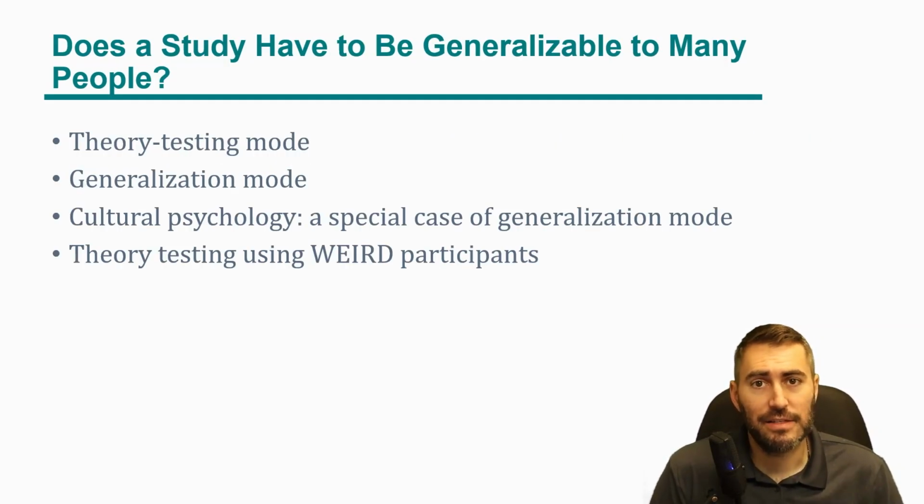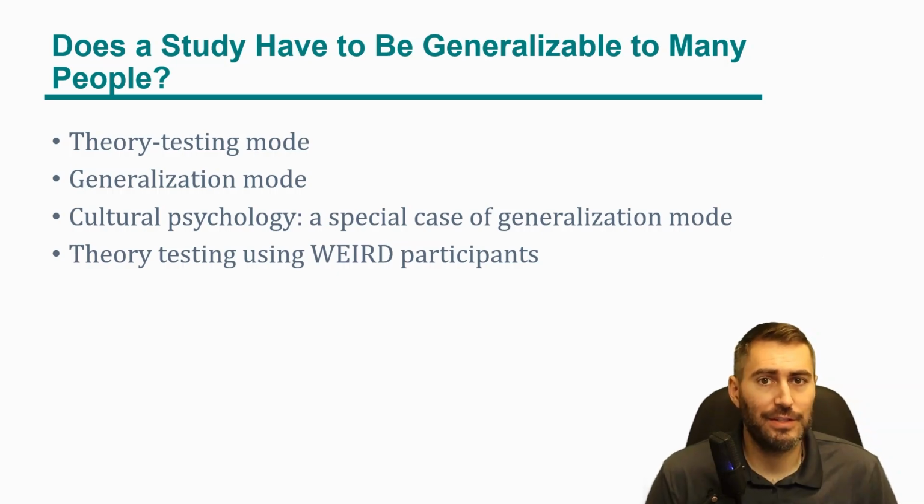Let's next ask, how is external validity related to a study's importance? The answer is that it depends on whether the researcher is operating in theory testing mode or in generalization mode. These two different approaches to research shape the overall goal of the study. If it's intended to focus on generalizability, then yes, in fact, external validity is crucial for the study's importance. Let's look at each of these and some examples.